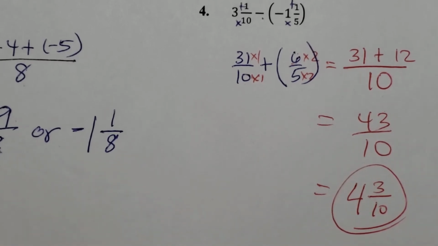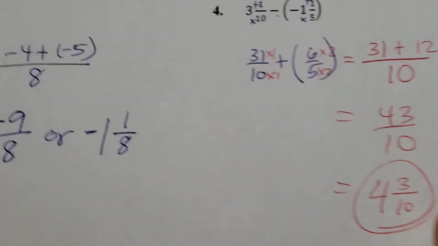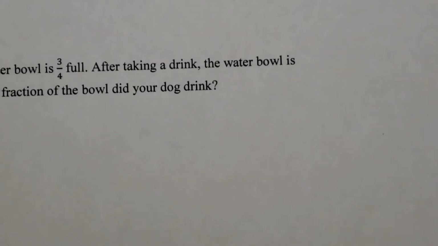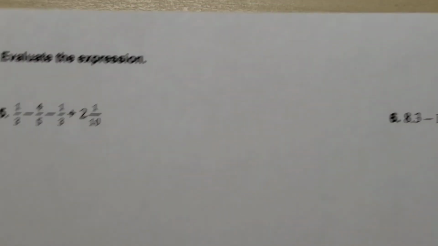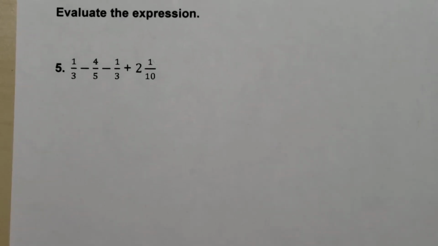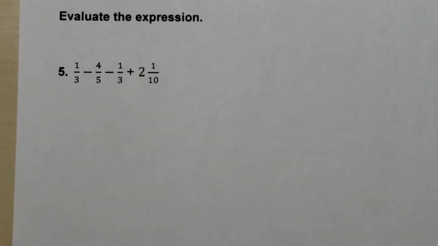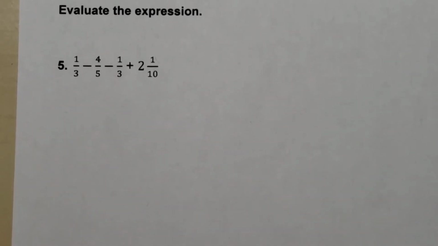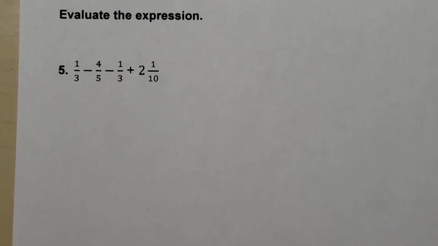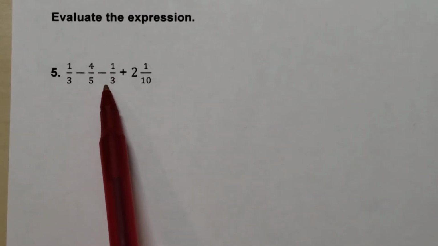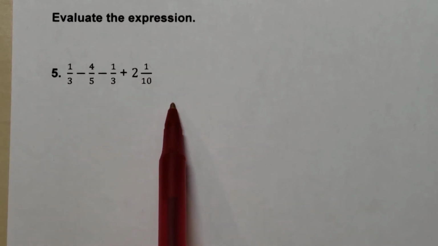Okay. And that would be number 4. Now let's try to do this one right here. If you have multiple terms, like in number 5, what you need to do is apply a strategy using the properties of operation. I mean, rearrange the numbers, the commutative property. So as you can see, you have 1/3 minus 4/5 minus 1/3 plus 2 1/10.